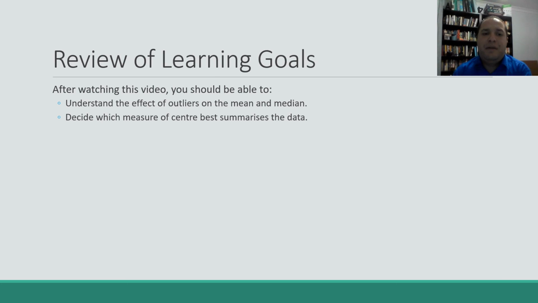So after watching this video, students, you should be able to understand the effect of outliers on the mean and median. Outliers make the mean rise. For the median, outliers don't really have any effect. Then, knowing that, decide which measure of center best summarizes the data based on whether there are outliers or not.